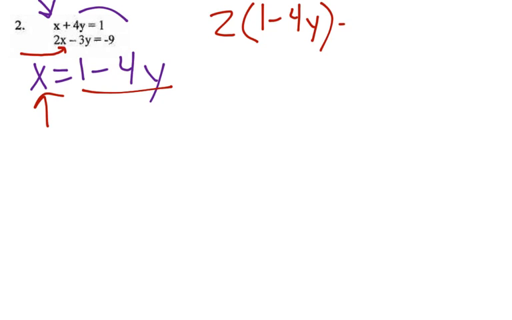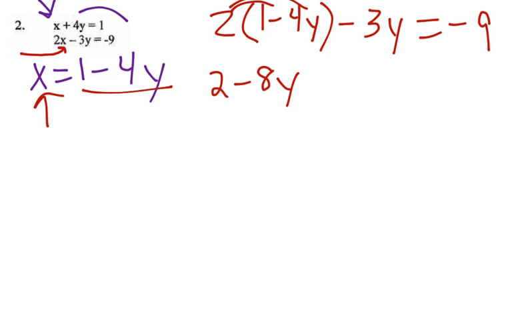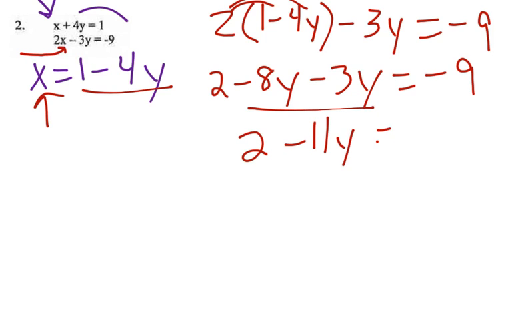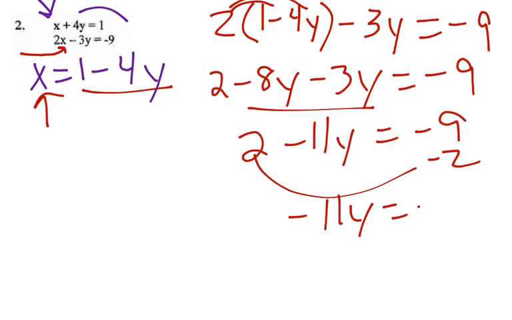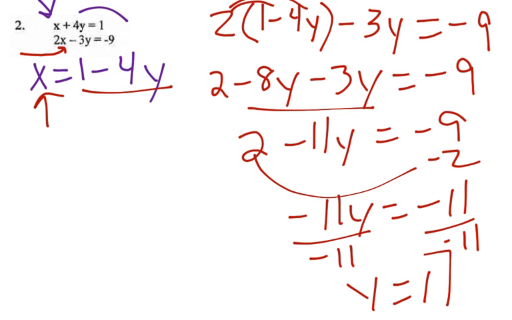Then do the rest of your equation. Minus 3y equals negative 9. You're going to want to distribute that too. So 2 minus 8y, bring everything else down. Minus 3y equals negative 9. Combine your like terms. So 2 minus 11y equals negative 9. Move your 2 over here and subtract it. So negative 11y is equal to negative 11. Divide both sides by negative 11, and y is equal to a positive 1.